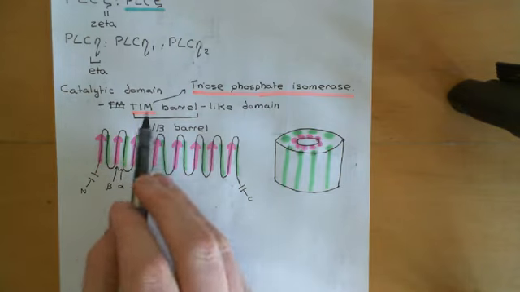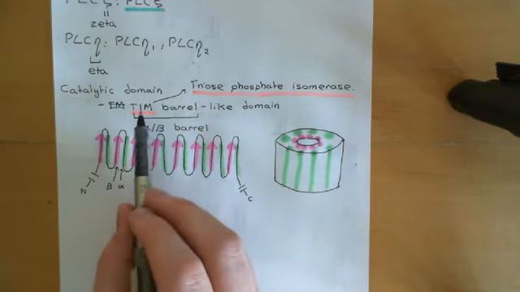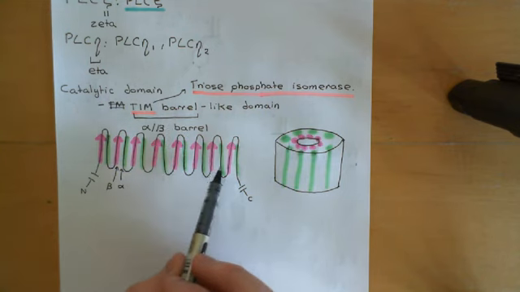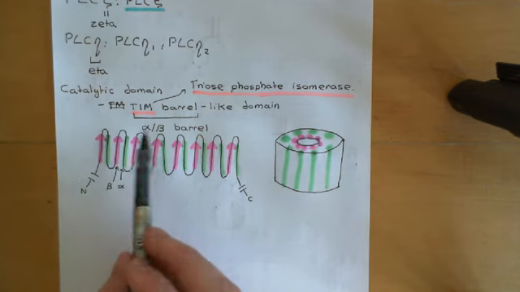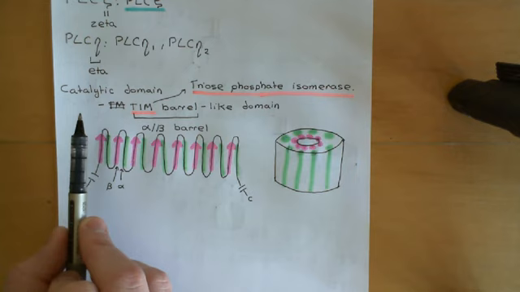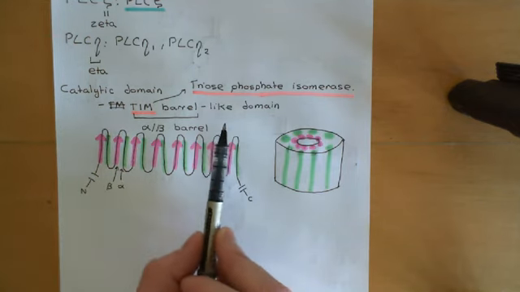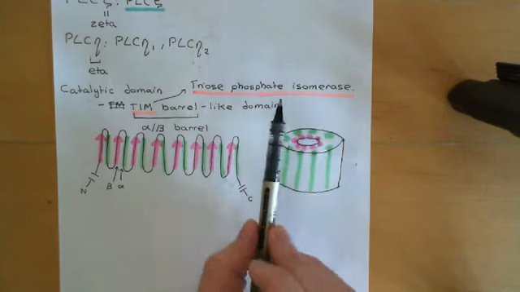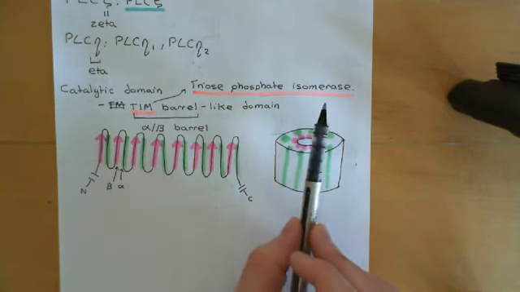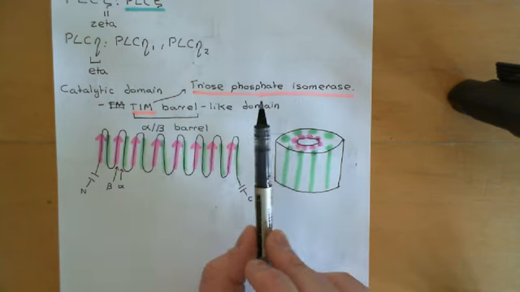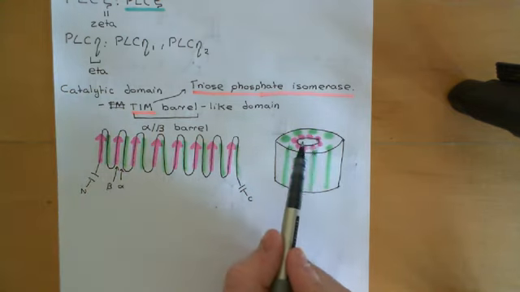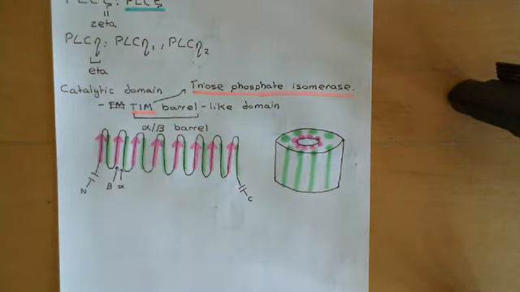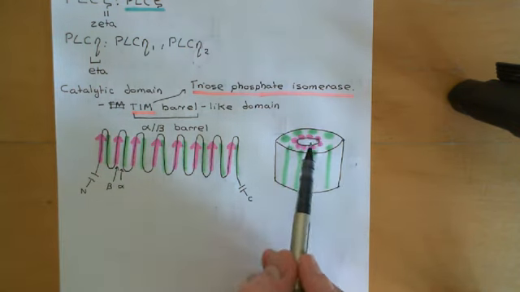Now, the reason it's only called a tin barrel-like domain is that they don't have the exact same number of beta strands and alpha helices as the tin barrel domain in triose phosphate isomerase, i.e. they don't have the perfect number of 8 beta strands and 8 alpha helices. But the basic principle of having this cylinder of beta strands lining the inside and a ring of alpha helices lining the outside, that's what they do have. So they form this barrel-like domain, which has the catalytic site, which is going to break down the phosphatidylinositol 4,5-bisphosphate inside the barrel, basically.